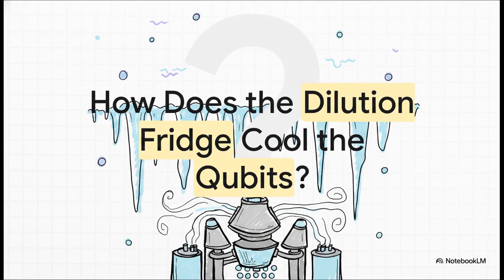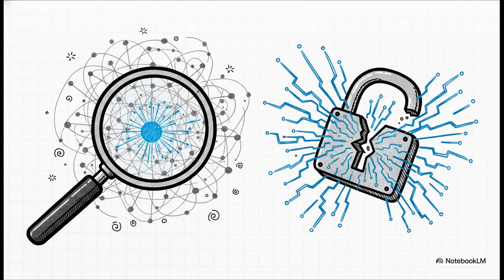But here's the catch. Almost all of these technologies share one massive engineering hurdle. I absolutely love this question, pulled straight from our source material. How does the dilution fridge cool the qubits? Because to keep these incredibly fragile quantum states from collapsing, they have to be kept impossibly cold. We're talking about extreme, near absolute zero physical conditions. It literally requires massive, highly specialized refrigeration units just to keep a microscopic qubit stable enough to perform a single calculation. It's wild. So why go through all that trouble?